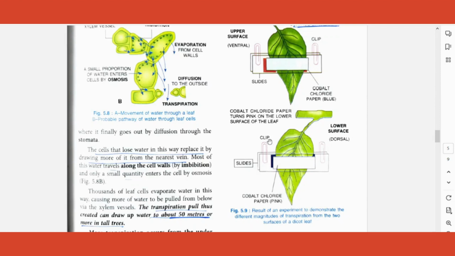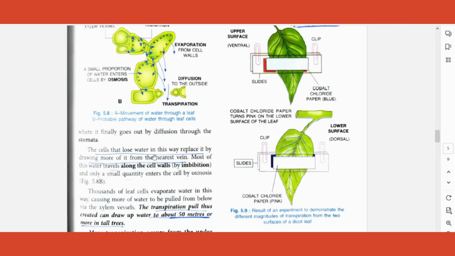Alright, now after some time you will notice that water would have come out due to transpiration more from the lower surface, turning the cobalt chloride paper pink. Why? Because it indicates moisture. I hope this is clear. On the upper surface, there will not be much of a change because there is very little transpiration, so little that it is not shown in the cobalt chloride paper. Okay, so that's what this experiment is. I hope it is clear.